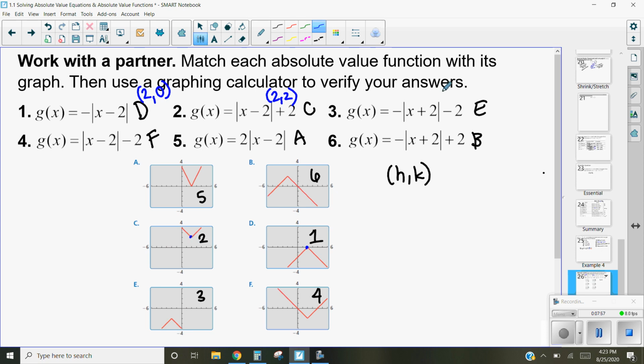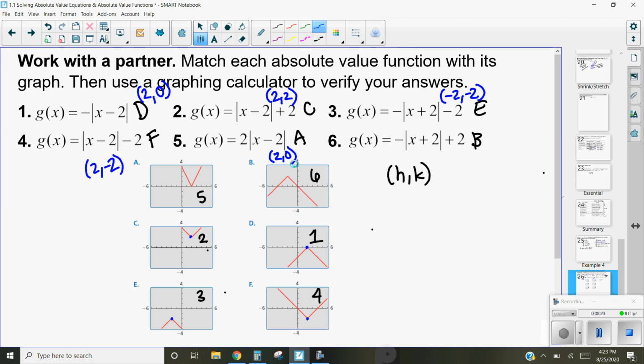Same thing here. This one has a vertex at (-2, -2). So I can look for which one has a vertex at (-2, -2). E. Same thing here. Which one has a vertex at (2, -2)? That one's going to be F. Which one has a vertex at (2, 0)? Oh, that is both 5. That is both A and D.